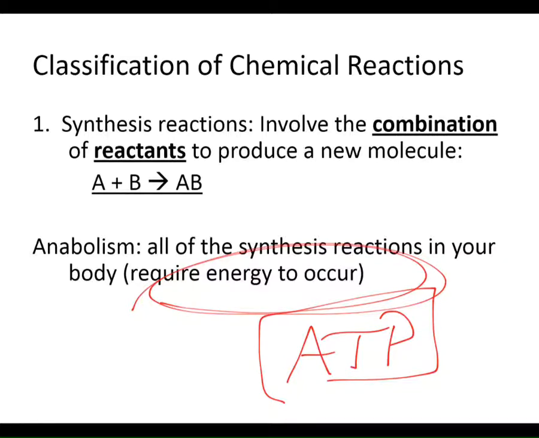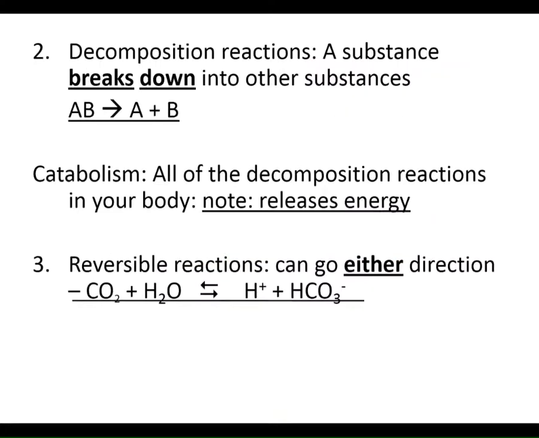Our body converts that to ATP. We get energy out of catabolic reactions. And then there are, in some situations, reversible reactions. I'm not going to worry about this, but look at the double arrow. The double arrow tells us that these molecules can go either way. The chemical reaction can go one way or the other way.